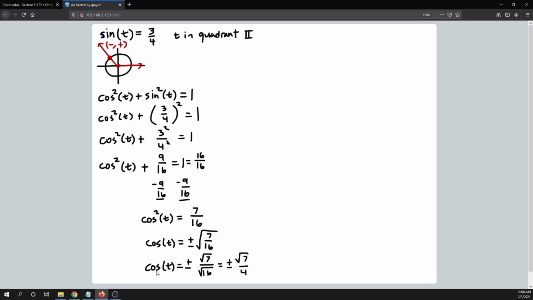So doing all this calculation, that's going to tell me what the cosine is. And remember, back over here, at the very beginning, the fact that t was in quadrant 2 means that the cosine would have to be negative, right? Because the cosine is the first coordinate on that point on the terminal side. All right, so that gives us our first answer, and that is that the cosine of t is equal to negative square root 7 over 4.